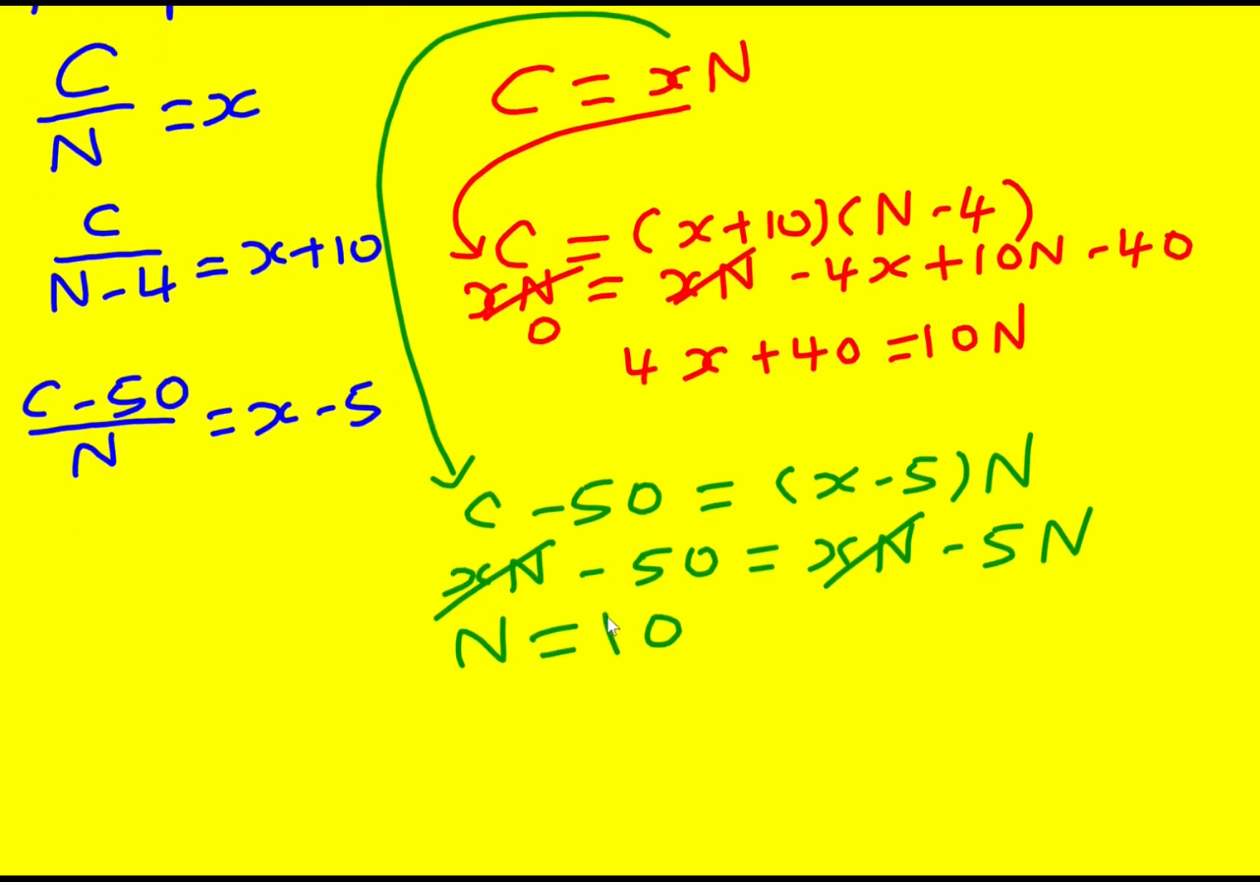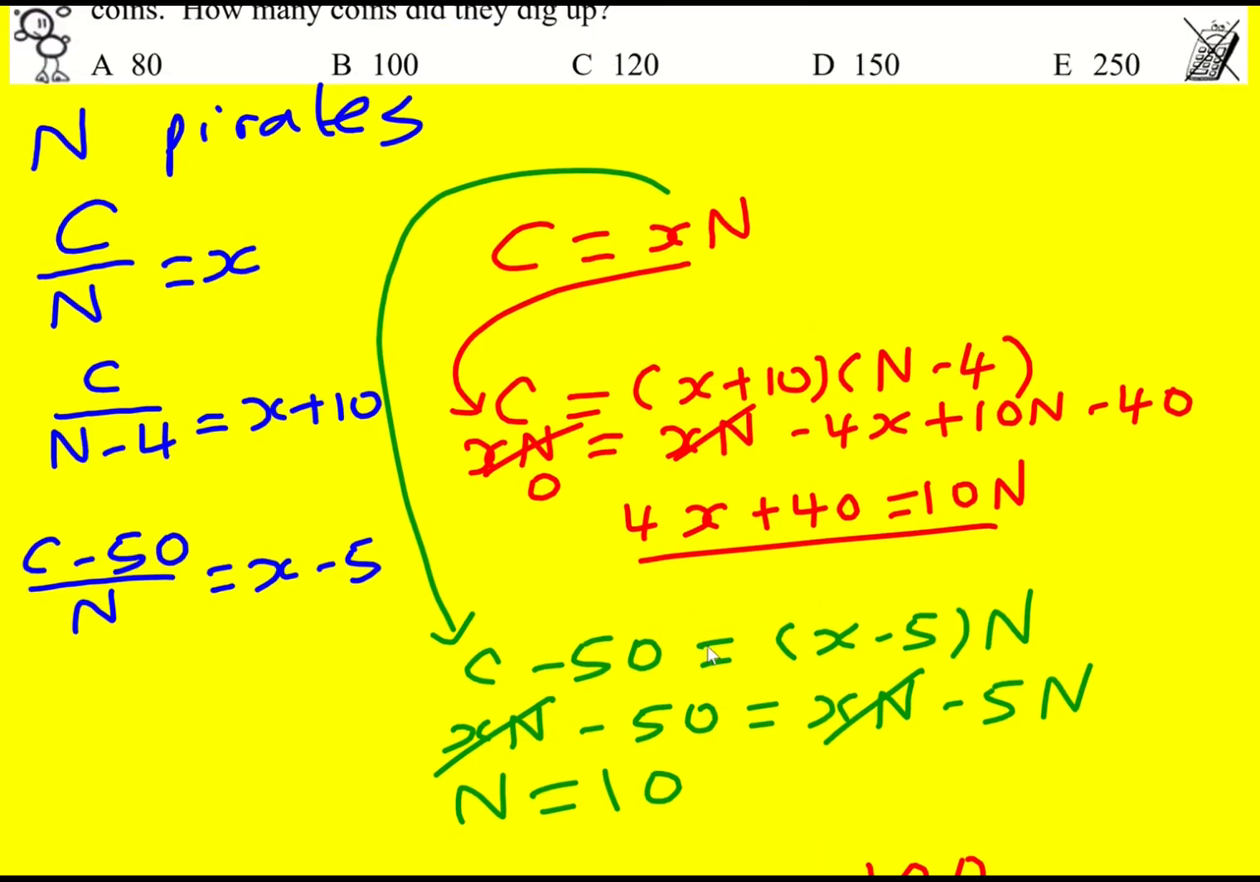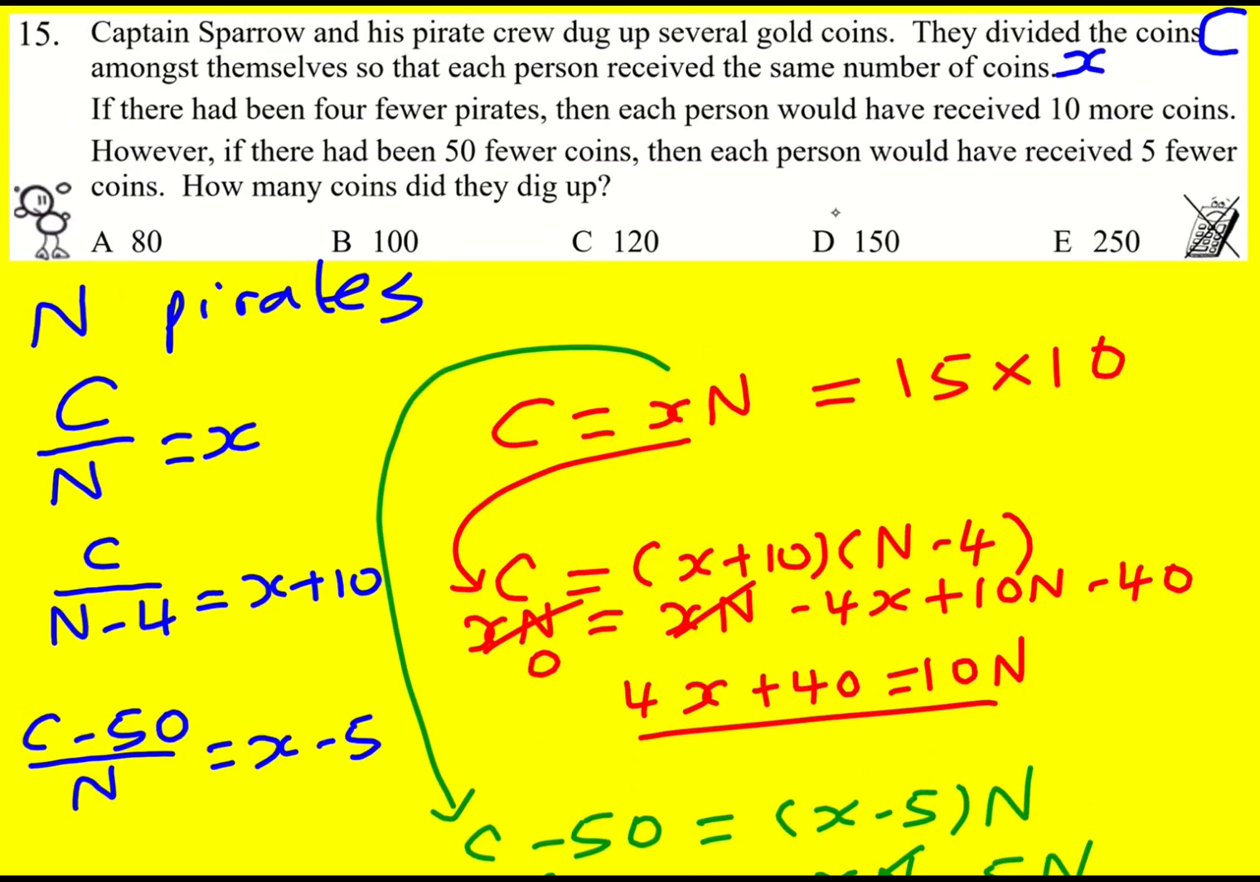Because of that, I can substitute it back into this one. So I'm going to get 4x plus 40 is equal to 100. And therefore 4x is equal to 60, so x is equal to 15. And we've got x, we've got n, so overall c is going to be 15 times 10. The number of coins that they dug up must have been 150.